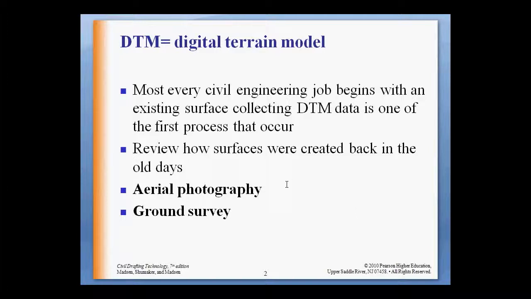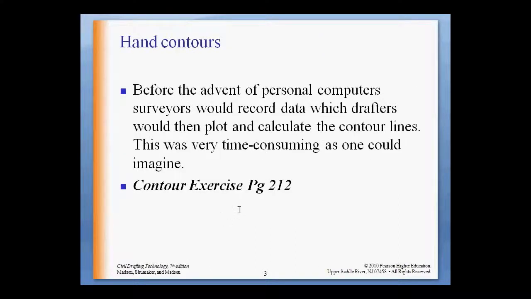Contours in the old days were created by hand calculations or by aerial photography using stereoscopic scopes, and they would identify optically where the contours were. It was really an elaborate system, and I'll look for a photo so I can show you what it used to look like. Okay, so I mentioned that before the advent of personal computers, we had to do a lot of hand calculation to locate the contours. That's if we didn't have the aerial.